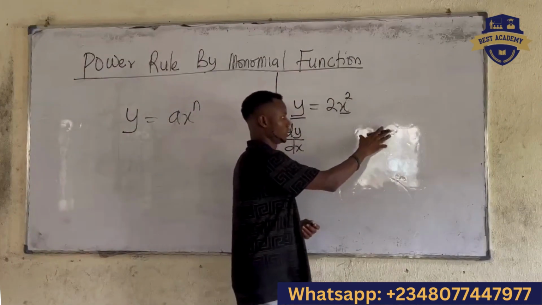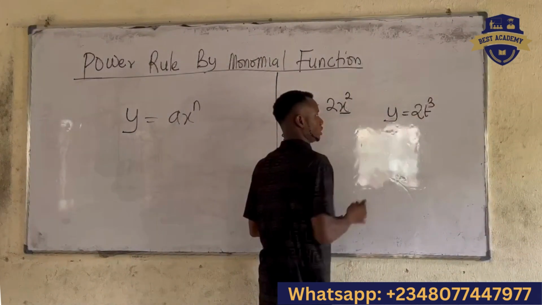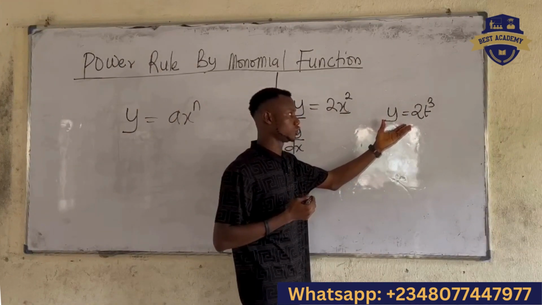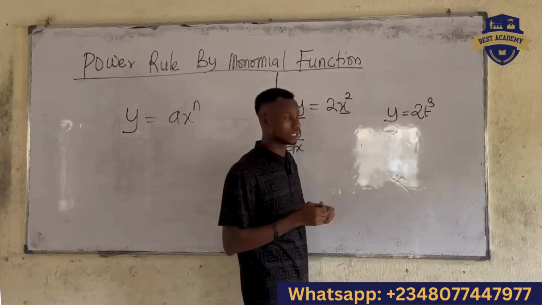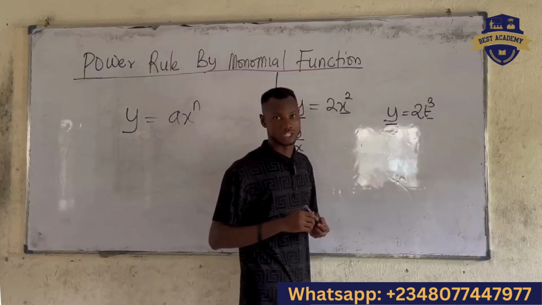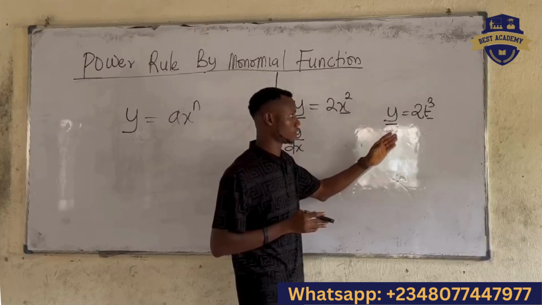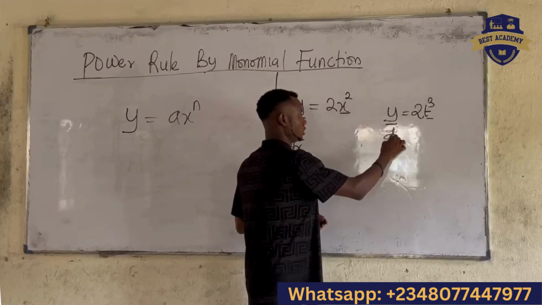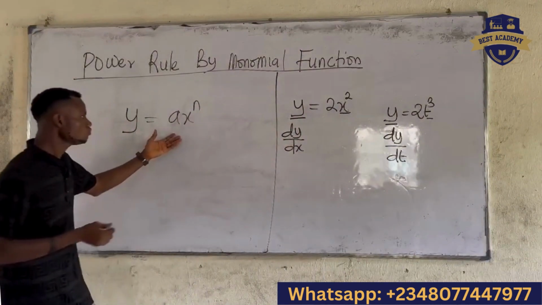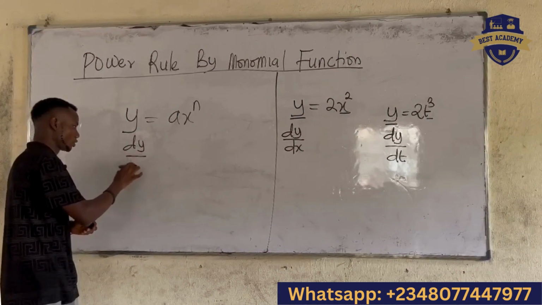But if I have, maybe, y is equal to 2t raised to 3, then to express our derivative, it is going to be dy over dt. Why? Because the dependent is y and the independent is t. And I told you that the derivative is always expressed as the ratio of dependent over independent. So this will be dy over dt.